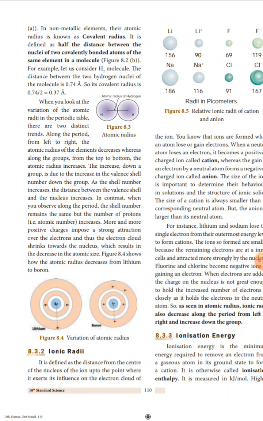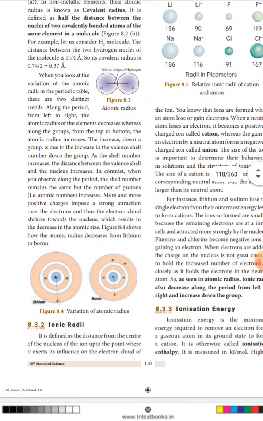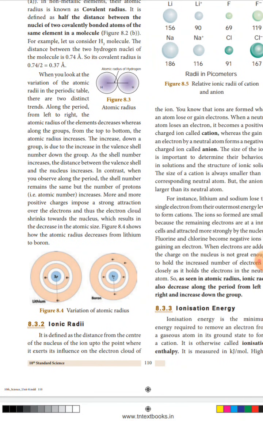See, when you look at the variation of the atomic radii in the periodic table, there are two distinct trends. Trend means changes. Along the period from left to right, the atomic radius of the element decreases. So you have to note down these points.